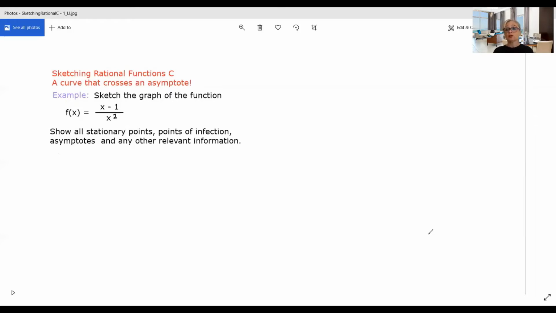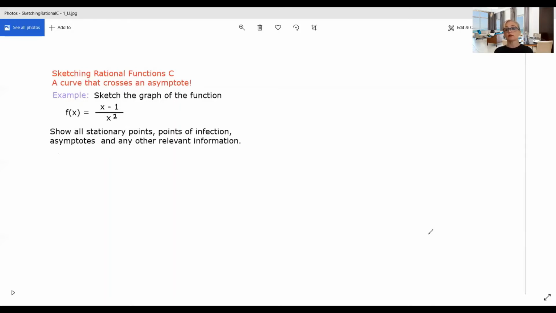The sorts of things that you need to be doing: finding your intercepts, finding your asymptotes and what happens around those, finding any stationary points, determining their nature, finding any points of inflection and the concavity either side of those, and then obviously popping all that onto a nice neat sketch.